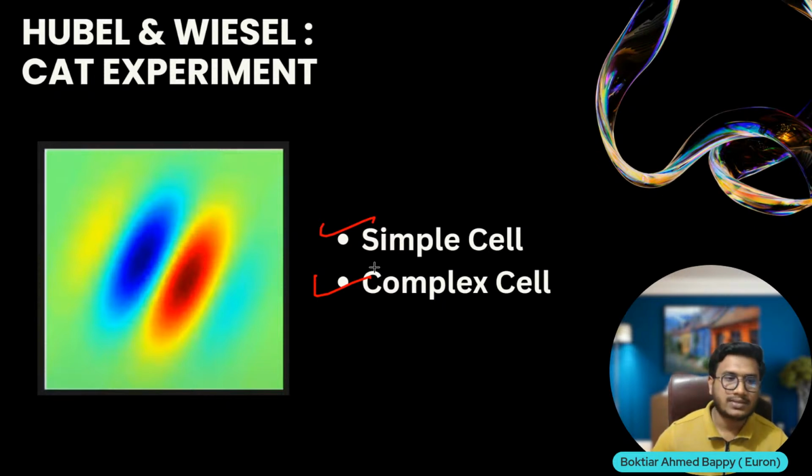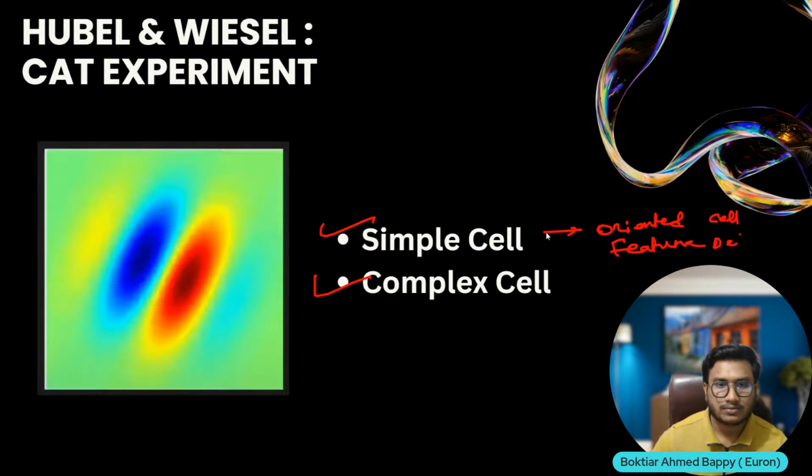Now see, this simple cell is also called an oriented cell, and it is also called a feature detector. That means it can detect different edges, let's say horizontal edges and vertical edges. And it can only detect smaller edges. If there is a circular edge, it can't detect it because it's a bigger edge. It can only detect these kinds of small edges, this simple cell.